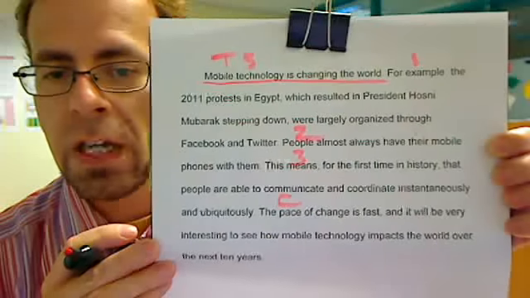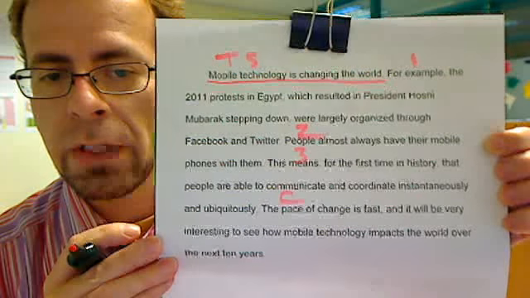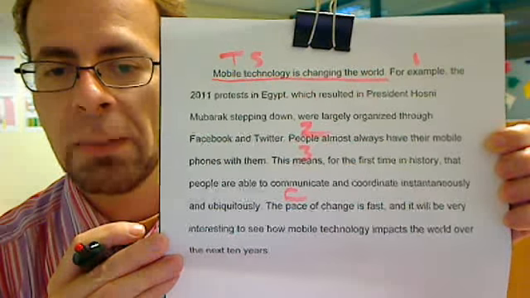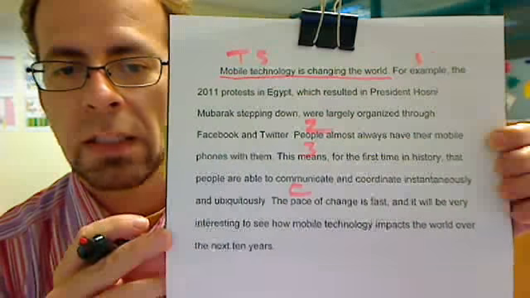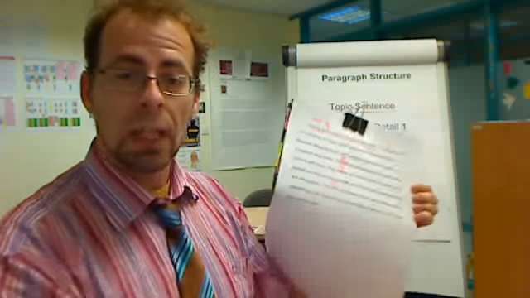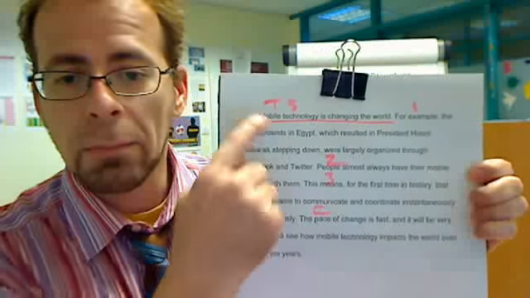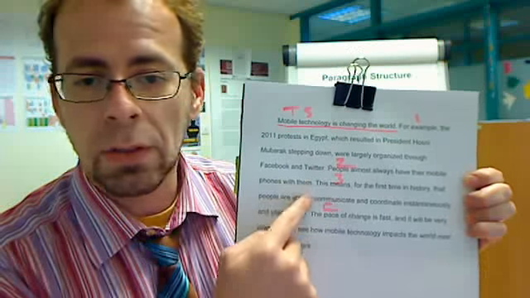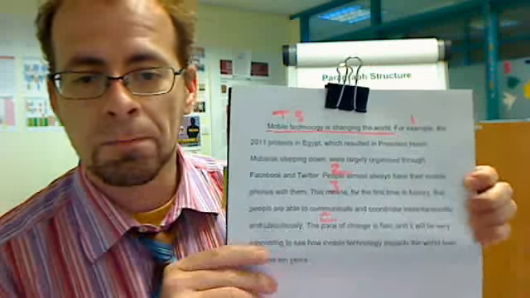The pace of change is fast, and it will be very interesting to see how mobile technology impacts the world over the next 10 years. So I followed very closely this paragraph structure. Topic sentence, 3 supporting details, and a concluding sentence. Lovely. And everything is relevant. Nothing repeats. I'm not repeating between number 1 and number 2 or 3. There's no repetition. So nice.